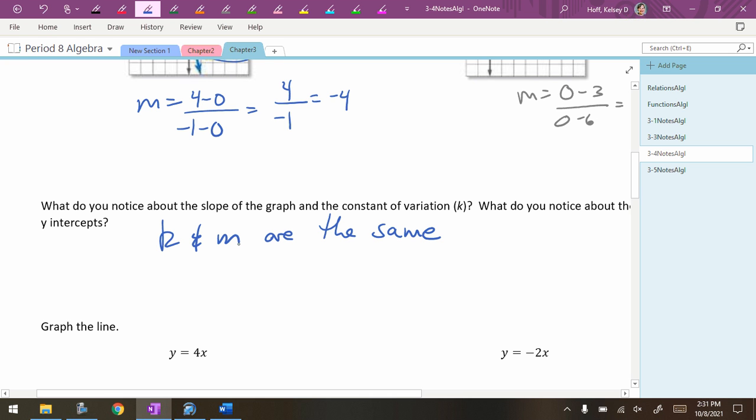And then I wrote, what do you notice about the y-intercepts, but we mainly talk about what you notice about the graphs. They both go through the origin, through 0, 0. Every single problem today that you have to graph will go through 0, 0, because they're all going to be direct variation equations.